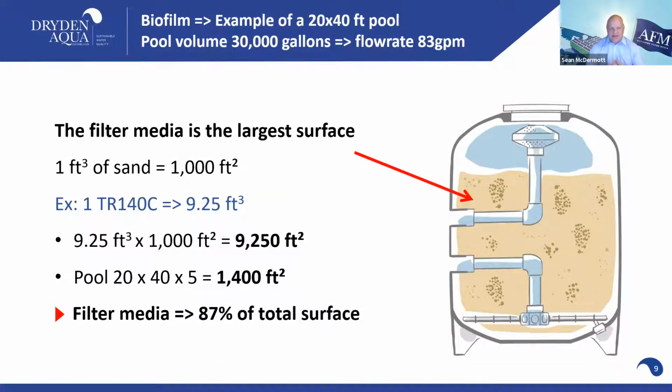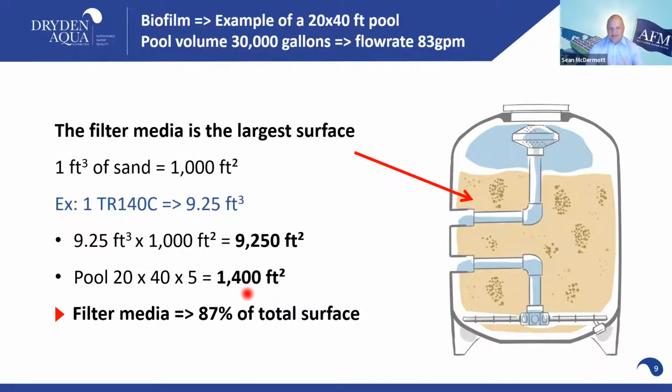If we look at an example of a TR140C, for a 20 by 40 pool, approximately 30,000 gallons, with a flow rate of 83 gallons per minute, considering this a residential pool with a 6-hour turnover time, we have 9.25 cubic feet of media in this filter. If we multiply that times 1,000 square feet, the surface area of 1 cubic foot of sand, we come up with 9,250 square feet of area on the media. The pool itself, the walls of the pool, only have 1,400 square feet of area.